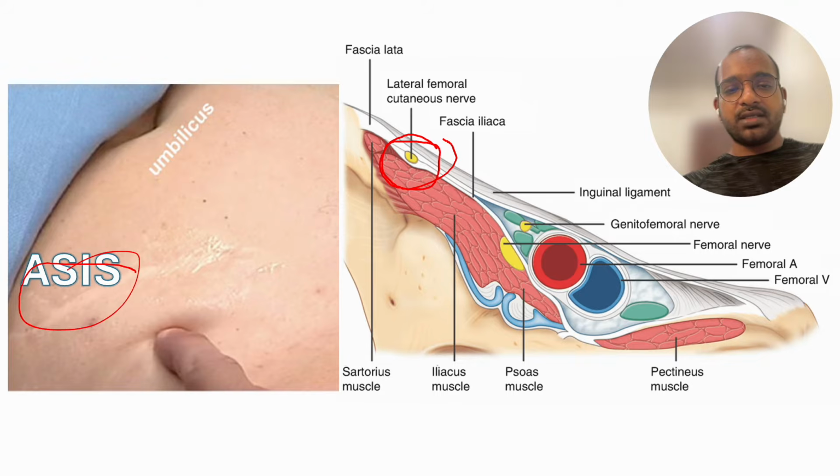So here we can see this is the lateral femoral cutaneous nerve. This is our anterior superior iliac spine. Usually in this area, if you put the probe, we can see the lateral femoral cutaneous nerve.